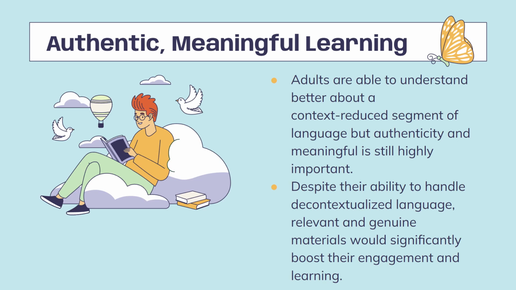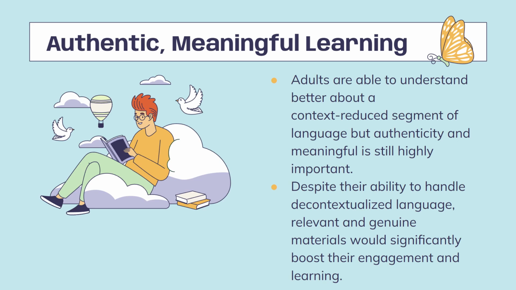Despite their ability to handle decontextualized language, relevant and genuine materials significantly boost their engagement and learning. Authentic materials such as newspapers, job ads, podcasts, real emails, menus, or even reports help adults see immediate value in what they are learning. Relevance increases motivation.